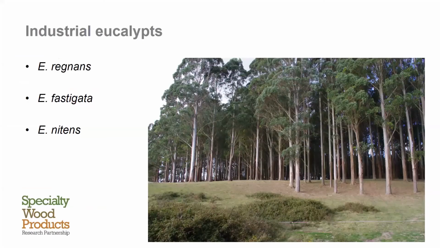Hello, my name is Toby Stovall from Scion. I'll be presenting a short update on industrial eucalypts for the FGR workshops. The program currently covers 3 species: regnans, fastigata and nitens. Historically, we've focused on these for fibre, but there's some interest in solid wood products.